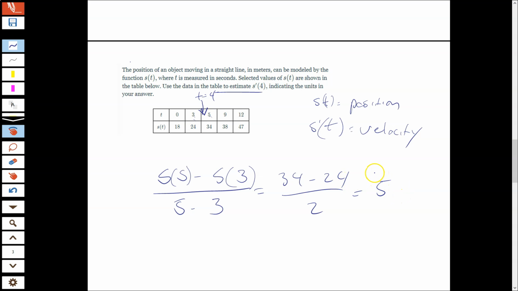Okay. And now units are important too, right? So this is a velocity, so it's going to get meters per second. Okay. So the derivatives problems where we're estimating a derivative are always going to have some kind of unit rate in the solution.